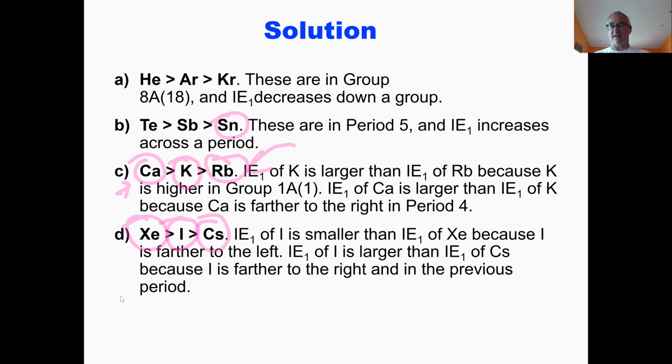Xenon, the toughest to steal because it is a noble gas. Iodine is a halogen, so also quite difficult to steal from. And then cesium is the biggest, and it's an alkali metal, so quite easy to steal an electron from cesium.